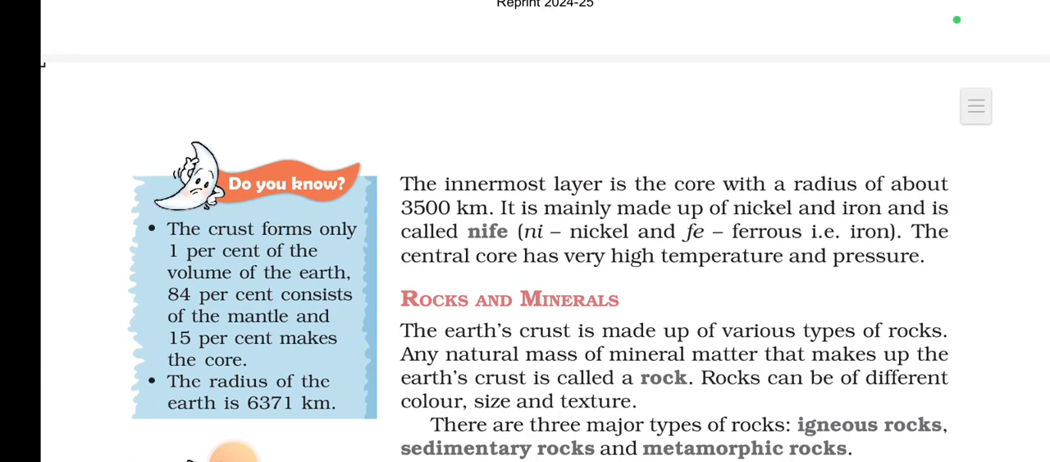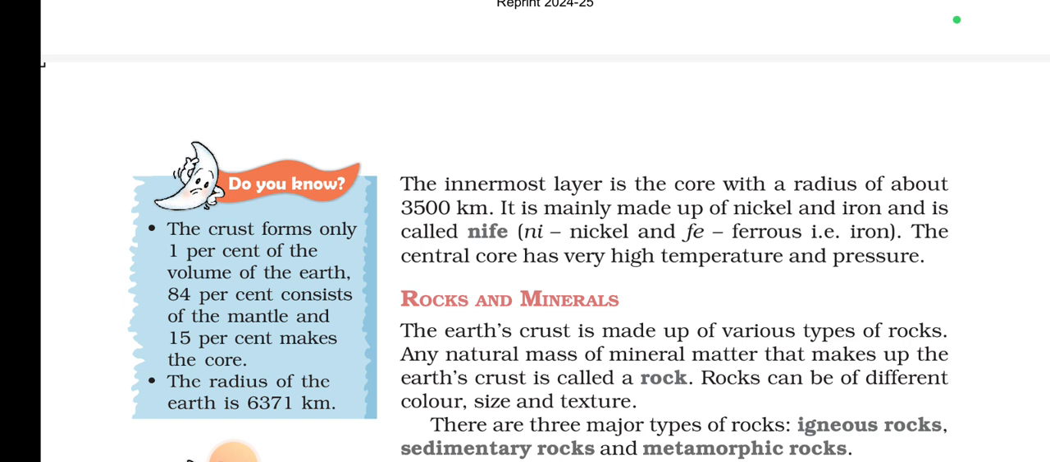The crust forms only 1% of the Earth's volume, the mantle 84%, and the core 15%. The radius of the Earth is about 6,371 kilometers.